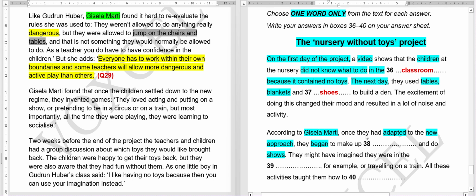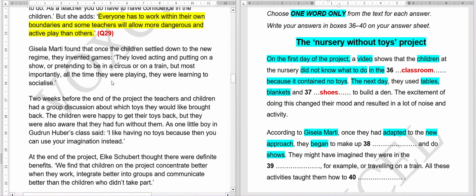Okay, according to Gisela, had they adopted any new approach? Is there any mention of adopting a new approach or new routine, something like that? No. So obviously blanks. There is no other answer in this particular paragraph. We have only the answer to question number 29. So what will we do? We will read the next paragraph.